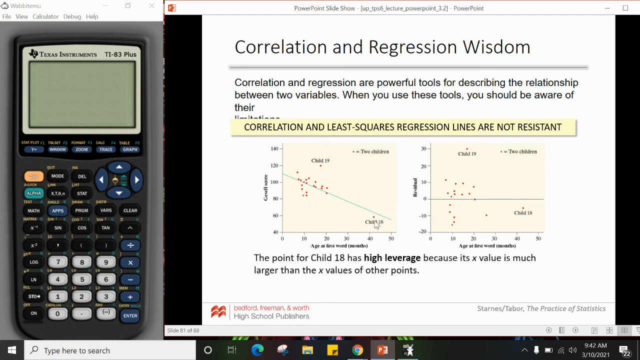The point for child 18 here is a high leverage point because its x is very far from the other x's. It's like 20 more than everybody else. But point 19 is an outlier because it falls outside the pattern. Look how large this residual is. 18 doesn't have a super large residual, so it's not an outlier, but 19 does have a very large residual. You see that even here in the residual plot. Child 19 has a residual of 30. Child 18 is less than 10.